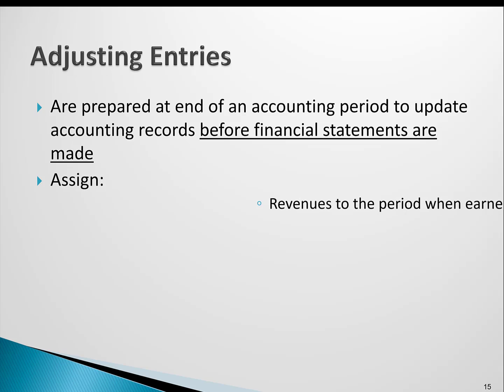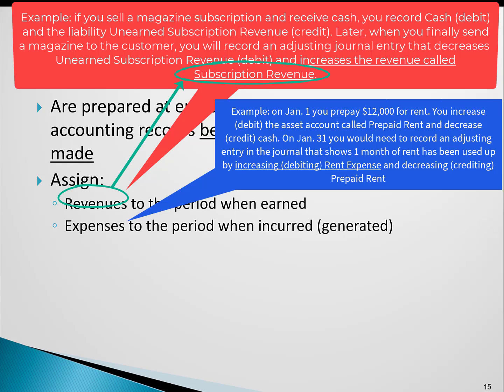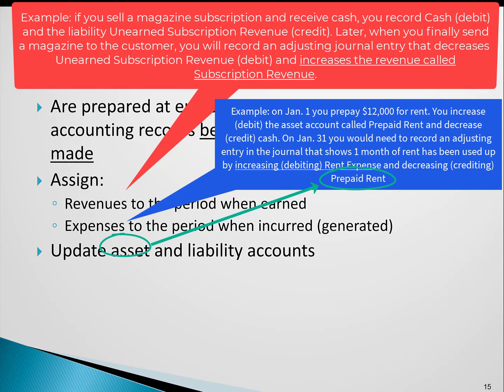They assign revenues to the period when the revenues were earned, and they also assign expenses to the period when they were incurred, which means generated. And they will update asset and liability accounts.